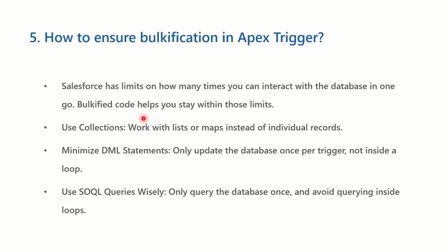Now, how to ensure bulkification in an Apex trigger? So we know that Salesforce has limits and we have to bulkify the code. So to ensure bulkification in an Apex trigger, you have to use collections, you have to use lists and maps.